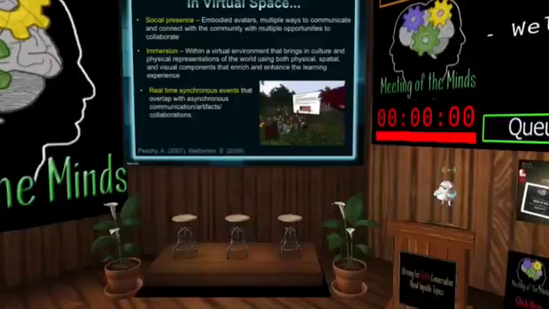Okay. First, like I said before, there's that social presence, which can be easily achieved using avatars, like my owl here, profiles, and a variety of ways that you can communicate within the virtual world, such as instant messaging, group chats, and group notices. Second, the immersive environment allows for the transfer of culture and physical representations of the real world using physical, spatial, and visual components that enrich and enhance the learning community.